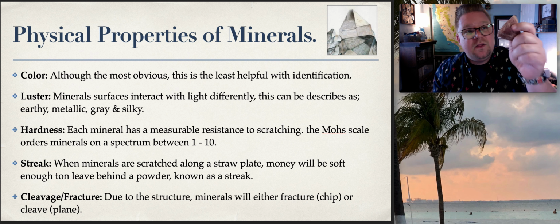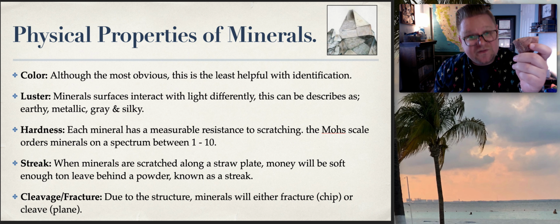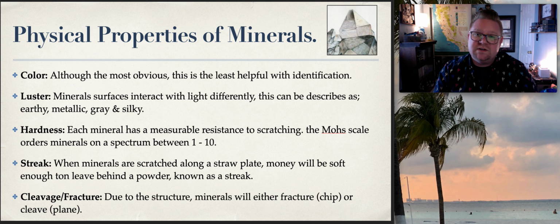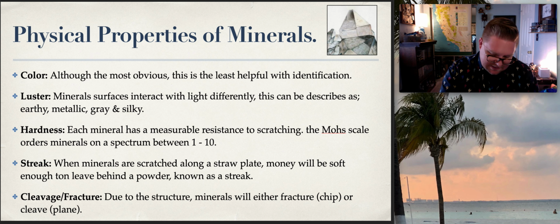So then I would say this unknown specimen has a hardness of 6, and I would write that down in my notes. Then I'd move on to my next physical property, and work through all of them to help me narrow down what the unknown is.